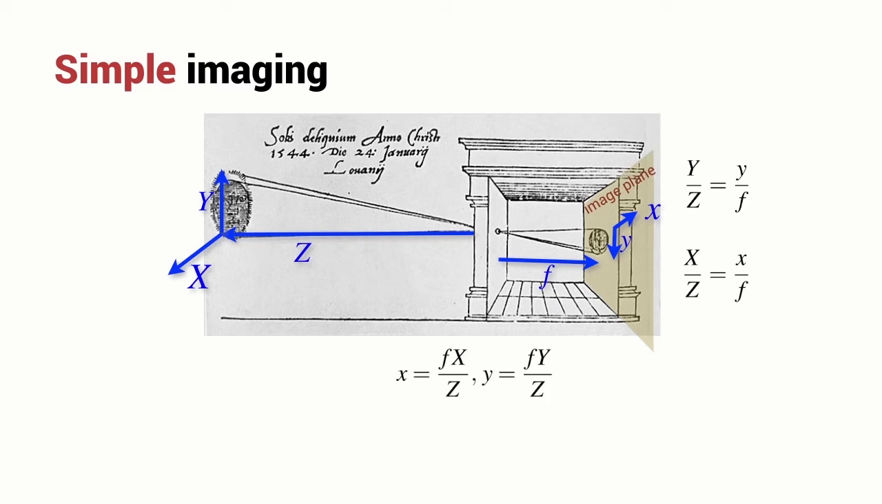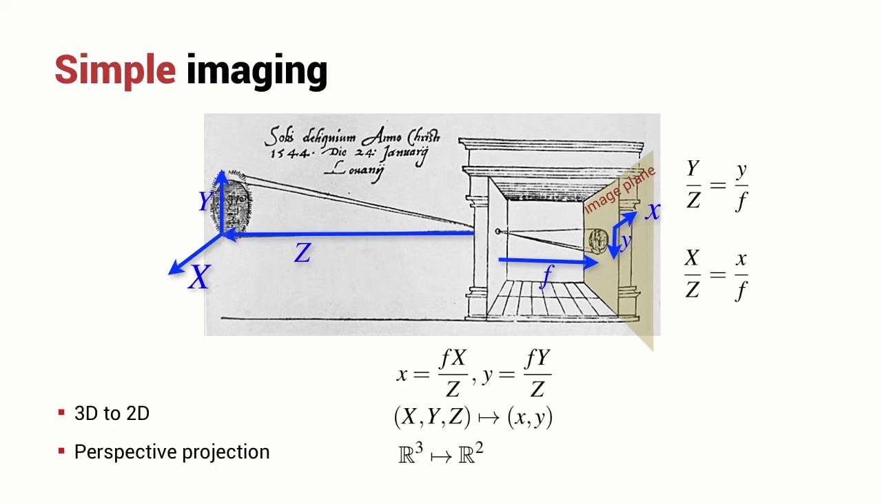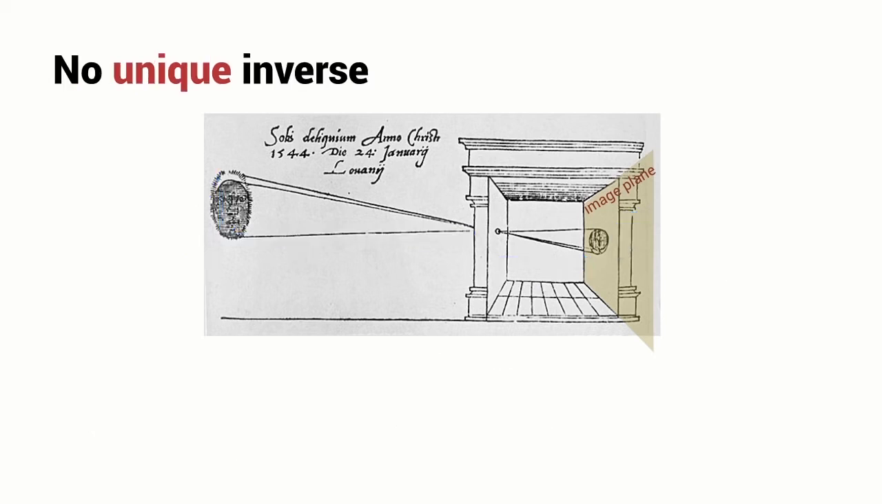We can rearrange those equations in this fashion. So we have little x now in terms of the real world coordinates, capital X and capital Z, and similarly for little y. So this is what we call a projection. It projects a three-dimensional quantity, X, Y, Z, into a two-dimensional quantity, little x and little y. It is a mapping between 3 dimensions and 2 dimensions. And this is referred to as perspective projection. This is the mathematical basis for the process that we call perspective projection.